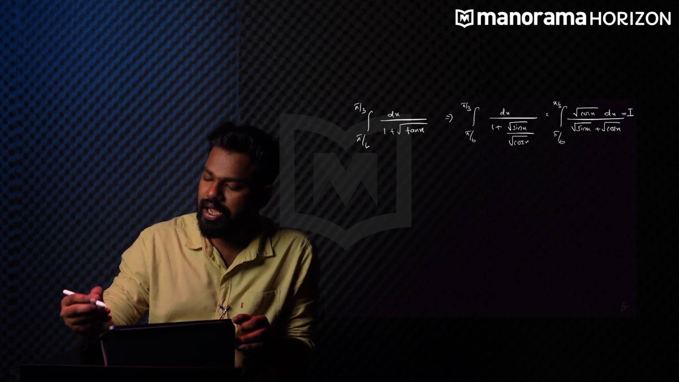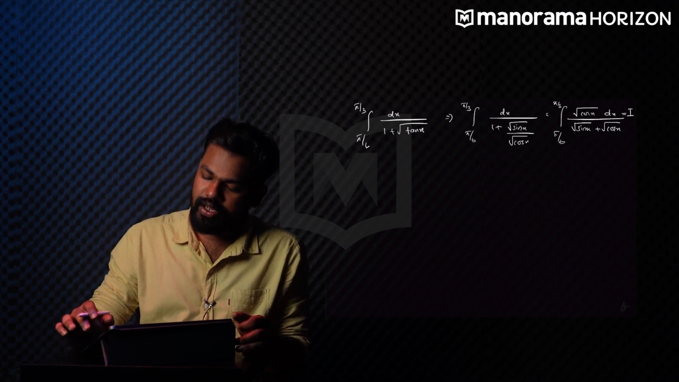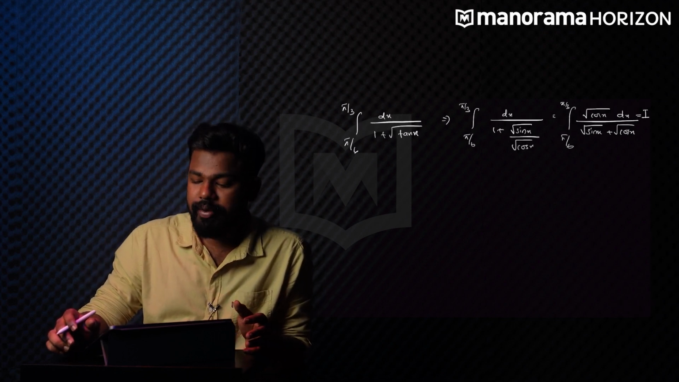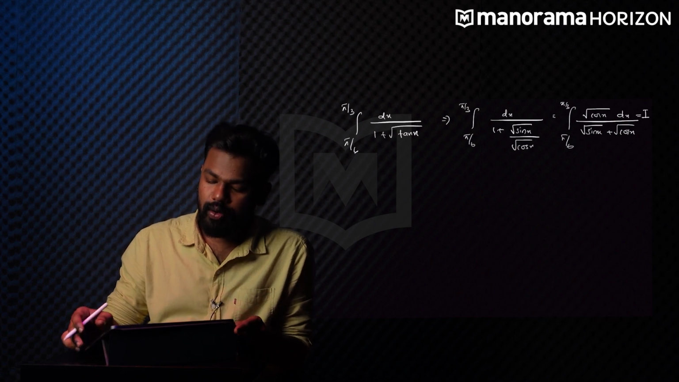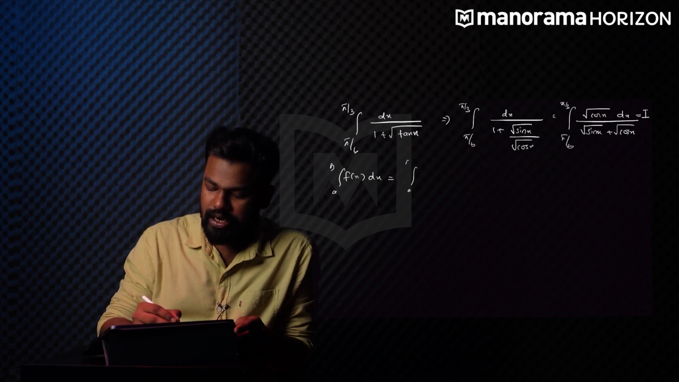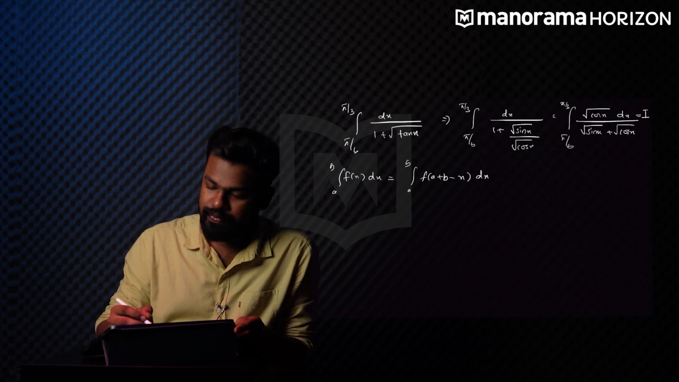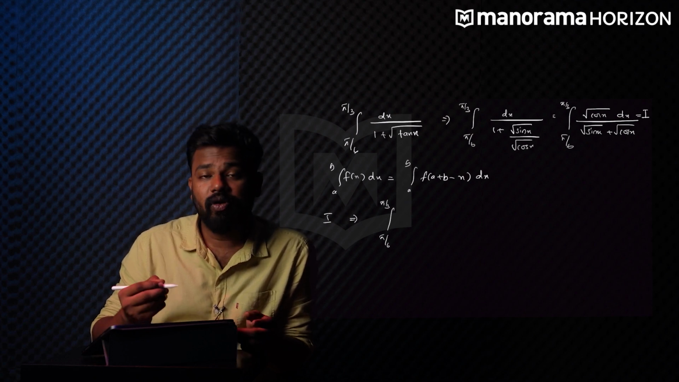So what I'm going to do here is put this whole thing as I. So I'm just putting this integral as I over here. So the integral from pi by 6 to pi by 3 of root cos x by root sin x plus root cos x dx is equal to I. Now what I do here is use the property that integral a to b f of x dx can also be written as integral a to b f of a plus b minus x dx. So if I use that, I will be getting I is equal to the integral from pi by 6 to pi by 3. What is the sum of pi by 6 and pi by 3?